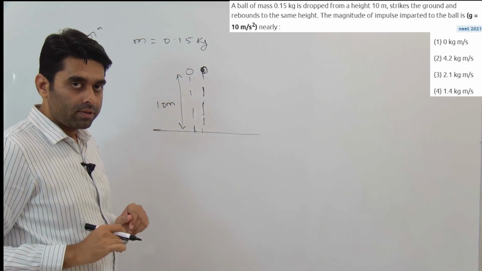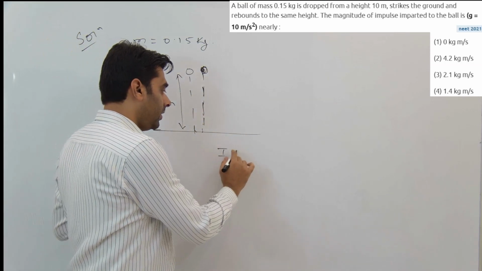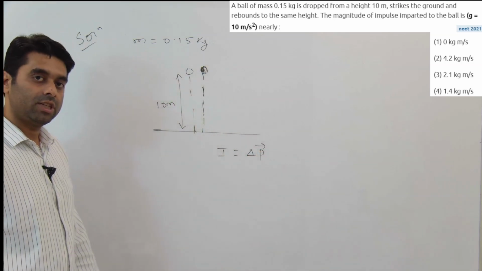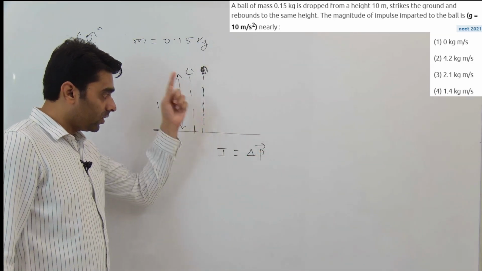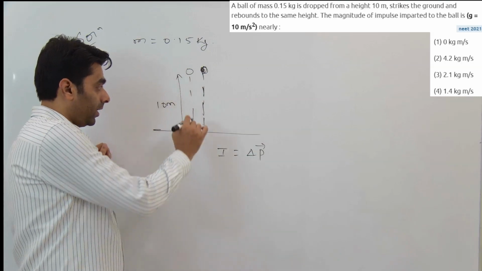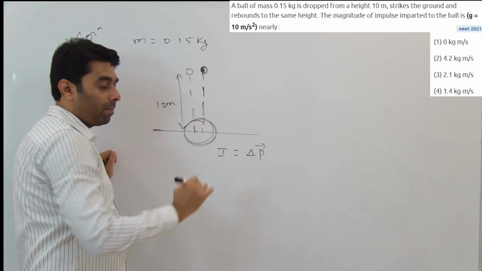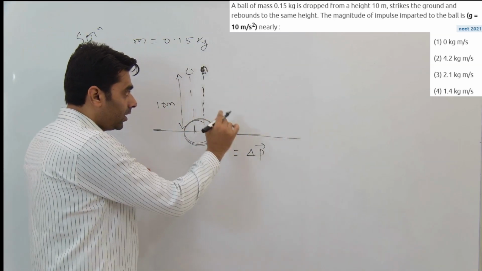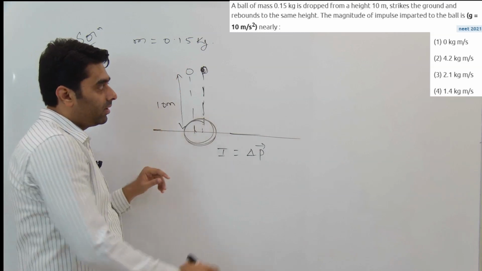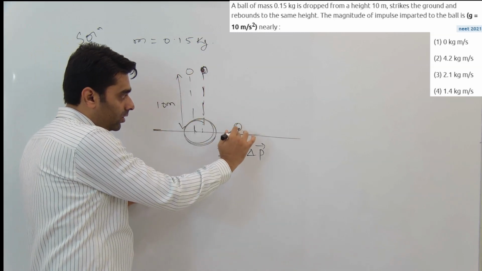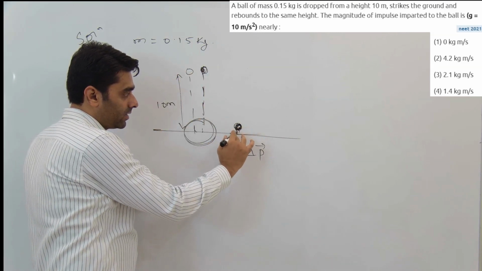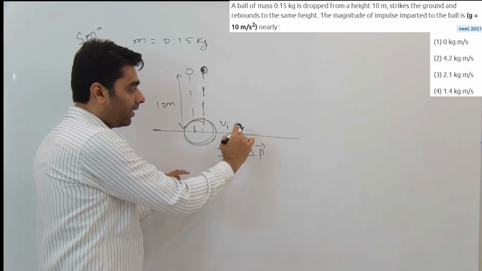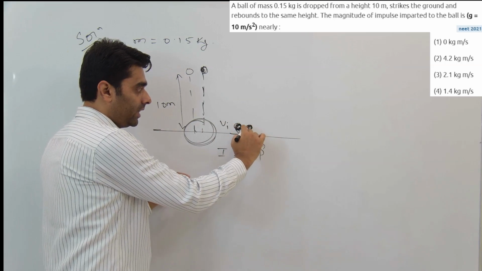What is our impulse? Impulse is basically the change in momentum. So in this process, how much is the change in momentum happening? During the impact, what is the change in momentum that is taking place? Let us see, I'm drawing over here. When the ball is released, it will come down. Just before hitting the ground, it will gain some velocity, which I am calling V initial. It will strike the ground, rebound, and then it will gain some velocity.